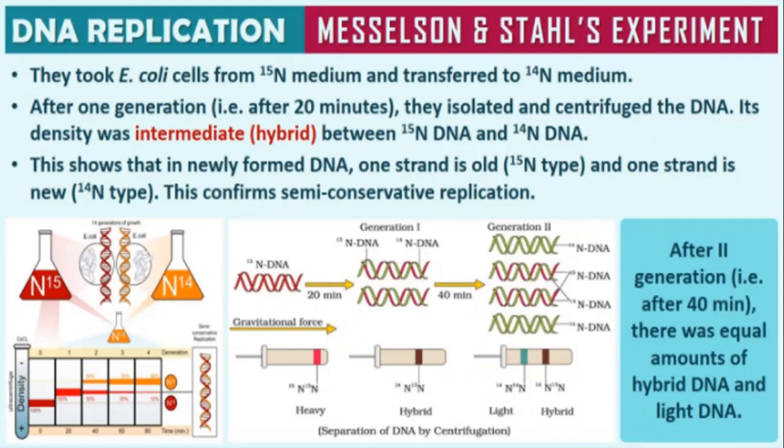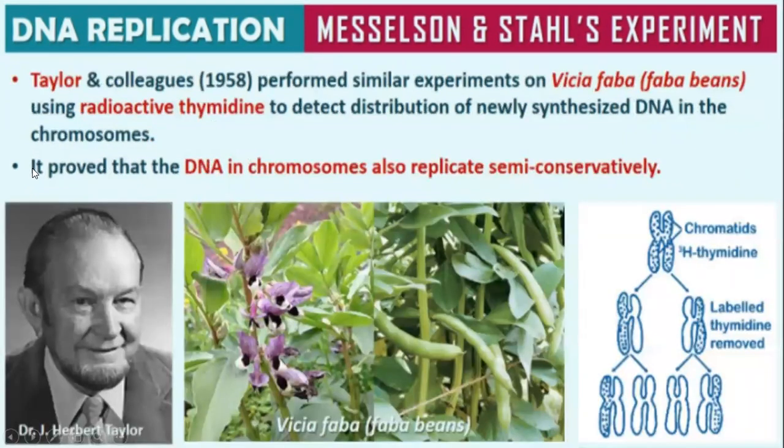So this proves that DNA replication is semi-conservative. Taylor and his colleagues performed a similar experiment on Vicia faba, that is faba beans, using radioactive thymidine to detect the distribution of newly synthesized DNA in chromosomes. It proved that the DNA in chromosomes also replicates semi-conservatively.